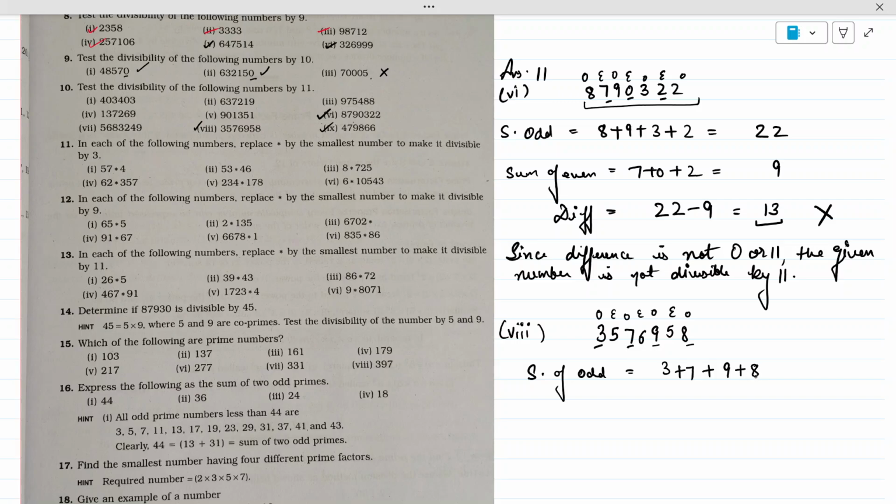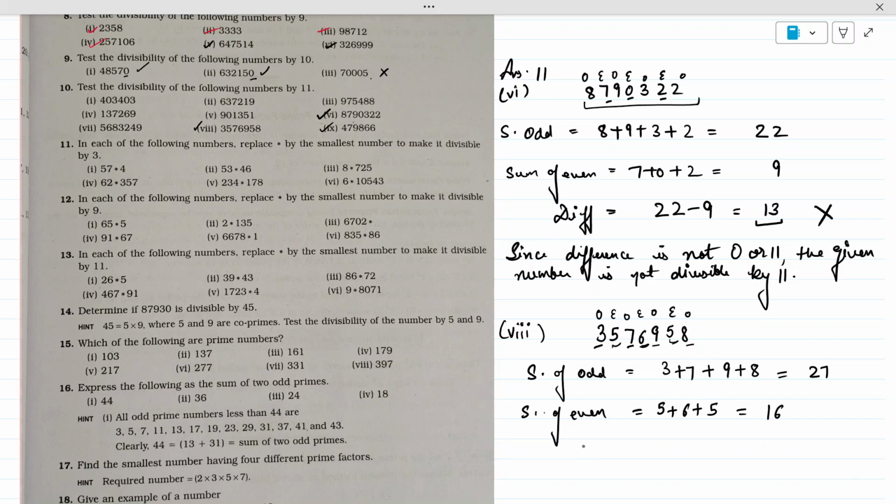So this is what? 8 plus 9 is 17. 17 plus 10 is 27. Right? And next, the sum of even numbers. That is 5 plus 6 plus 5, which is 16.